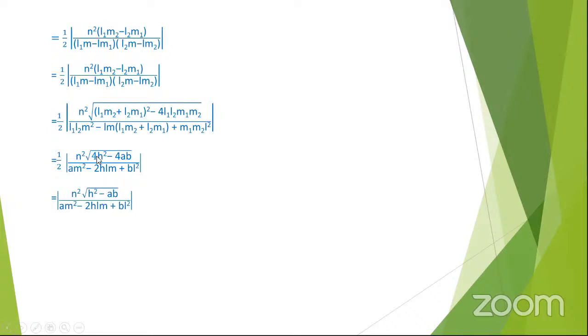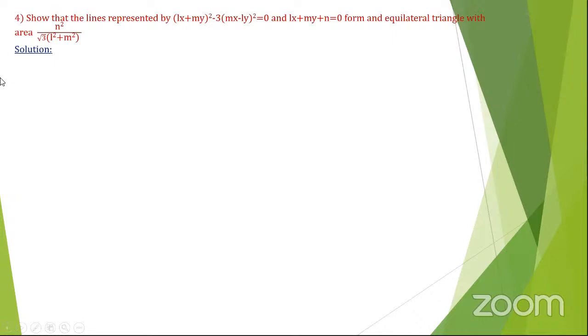Hence we are getting this. From this we will take a 4 under root of 4, that is 2, we will take common and we will cancel it. That is 2 in the denominator and 2 in the numerator are cancelled, and we are left with n square into under root of h square minus ab by a n square minus 2h Lm plus bl square, which is the area of the triangle formed by the pair of straight lines and the line, and it is given by n square into that one. Next problem.